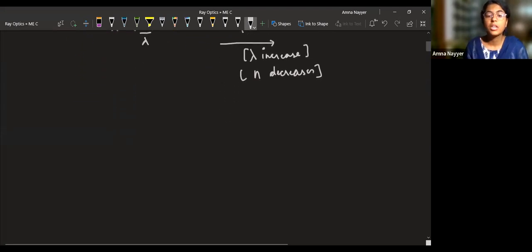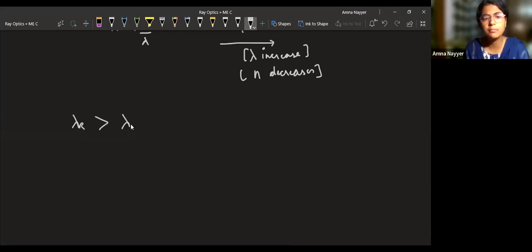So see, you have lambda R greater than lambda violet. The wavelength of red color is greater than the wavelength of violet color. What happens to the refractive index? The refractive index of red becomes less than the refractive index of violet. One conclusion that you can draw.